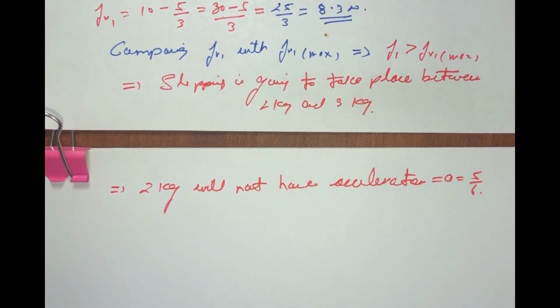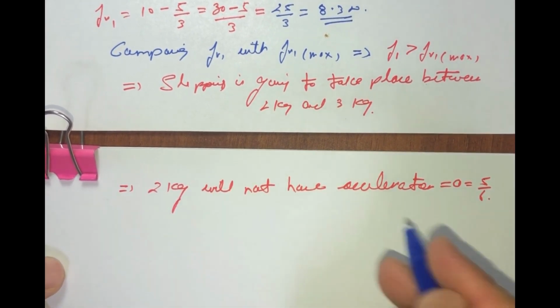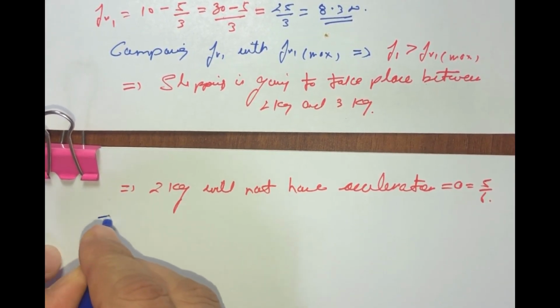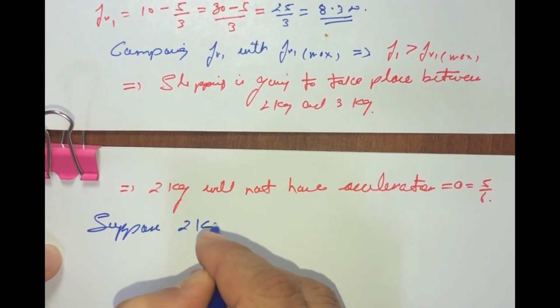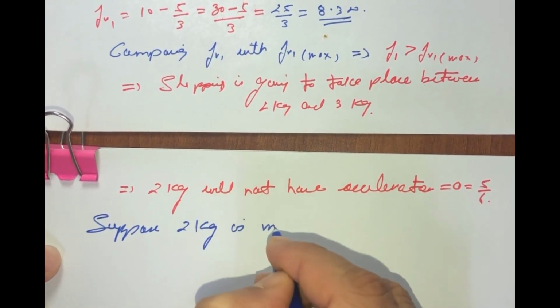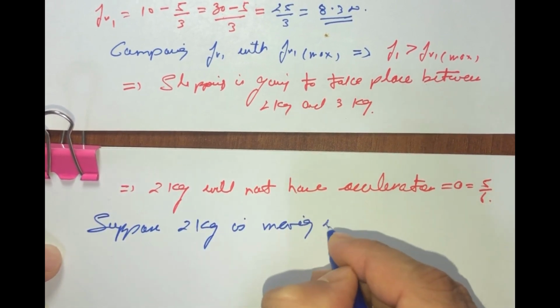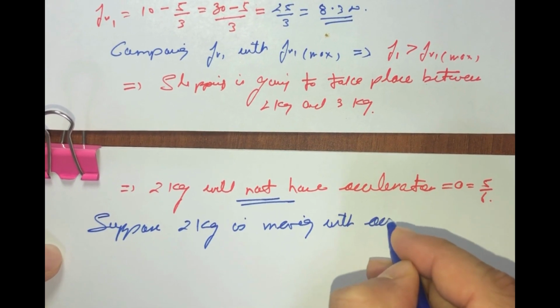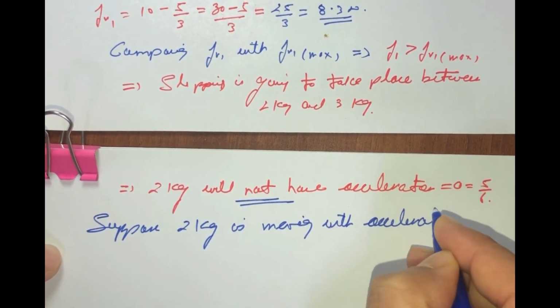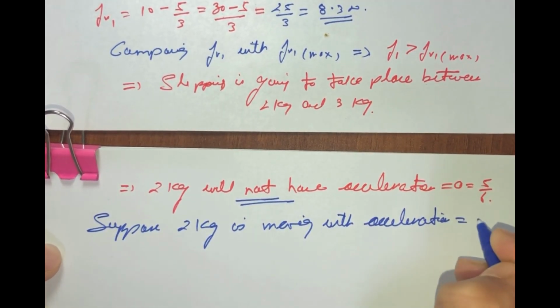So let us say that this 2 kg is traveling with acceleration a1. Suppose 2 kg is moving with acceleration, let us call this a2.